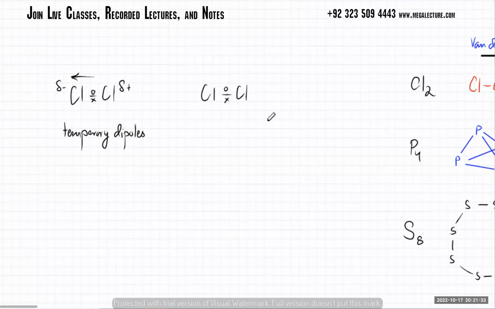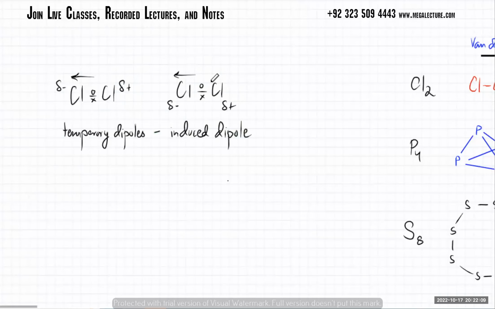And the same thing will happen on the other one as well, but that's going to be induced. Because if this side is positive, and imagine this molecule flying around and it comes close to this, its electrons are going to be attracted to the positive side of this other molecule. This side is positive, so its electrons are going to get attracted to it. So this side will become negative and this side will become positive. That's known as an induced dipole.